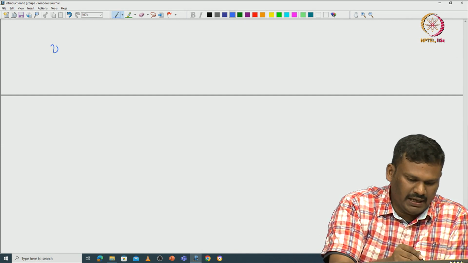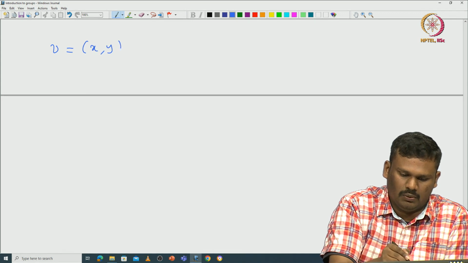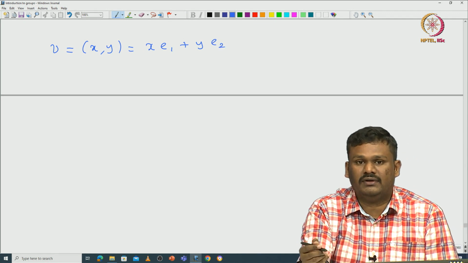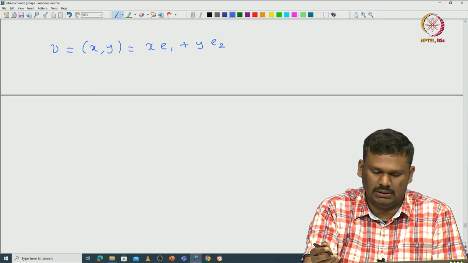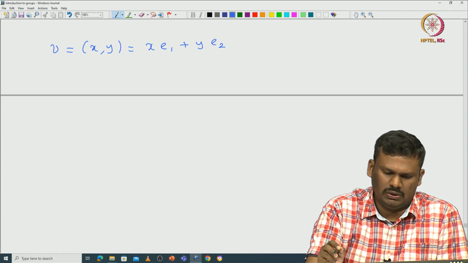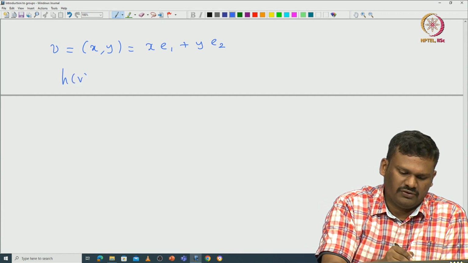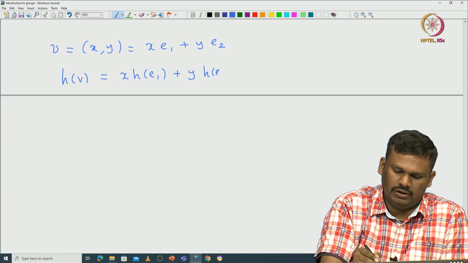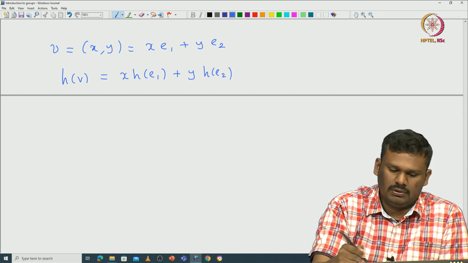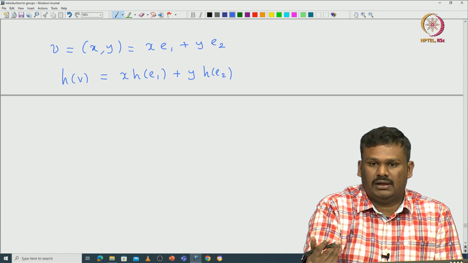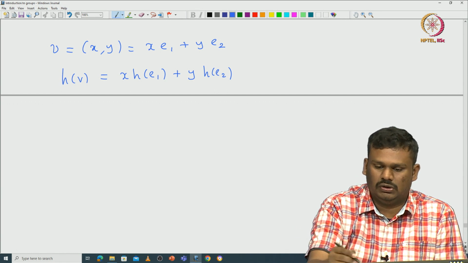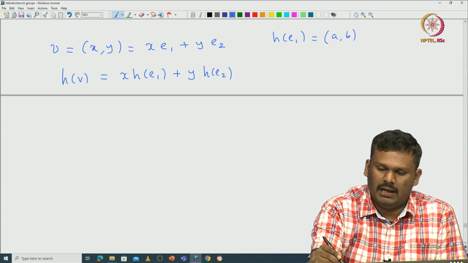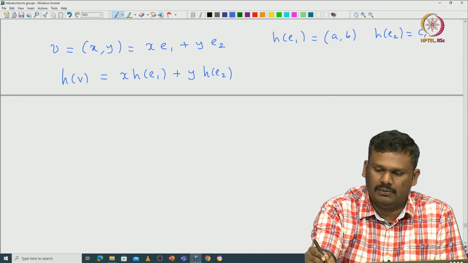You write v as, let us say, x comma y, then this is going to be x E1 plus y E2. With respect to the coordinates x and y, you write v equal to x E1 plus y E2. Then if you compute H of v, this is going to be x H of E1 plus y H of E2. Now, to know what H of v is, it is enough to know what H of E1 and H of E2 are. So, let us compute what they are. H of E1 is, let us say, a comma b, and H of E2 is c comma d.